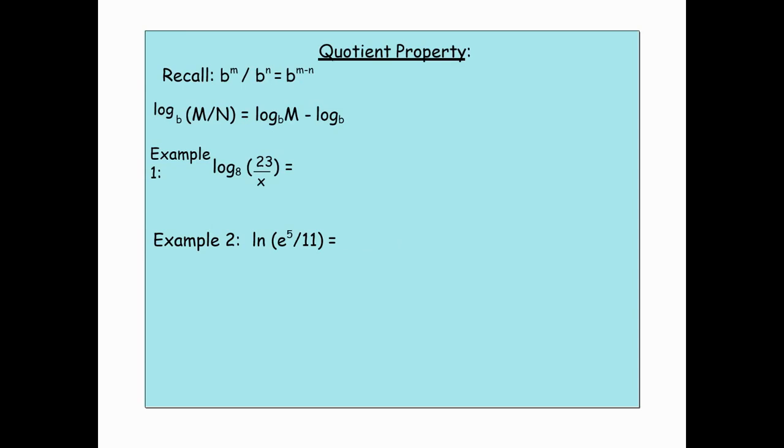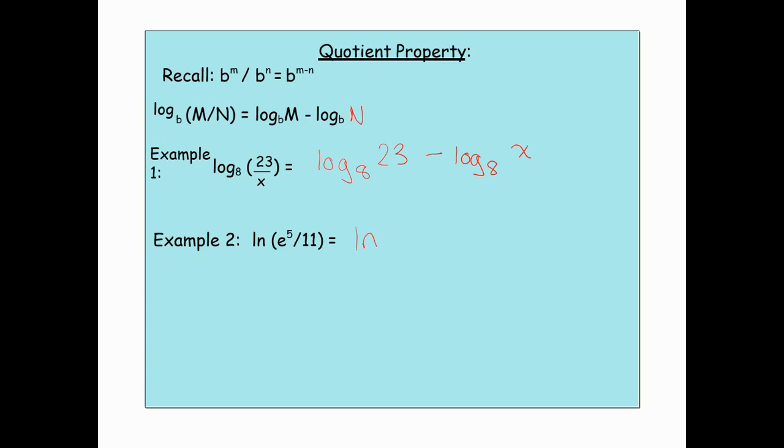For your quotient property, if you're dividing, right, then we subtract. So with this log with base b of m divided by n, we have log with base b of m minus log with base b of n. So example 1, we keep the same base. So log with base 8 of 23 minus log base 8 of x. So instead of addition, subtraction because there's division going on.